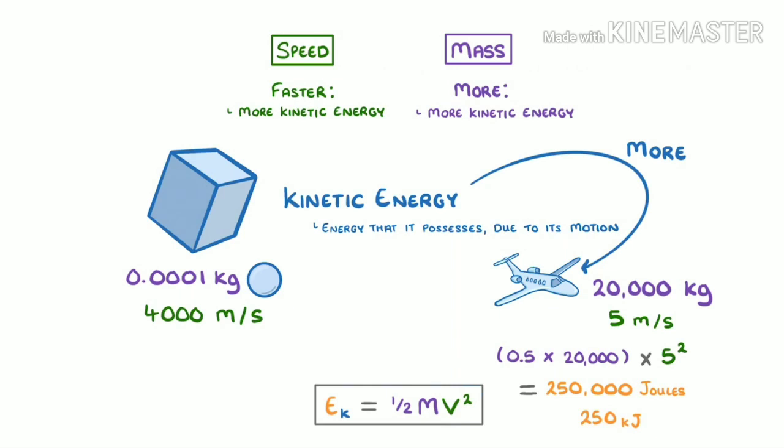Meanwhile, for the particle, we do 0.5 times 0.0001 kilograms times 4,000 squared, which gives us 800 joules or 0.8 kilojoules. So even though the particle is traveling much faster, it still had less kinetic energy because its mass is so much lower.